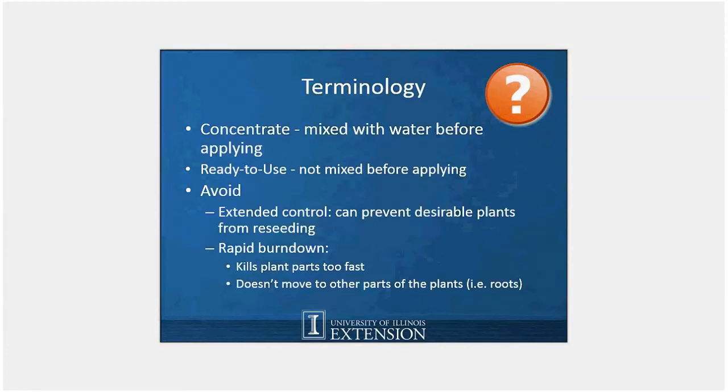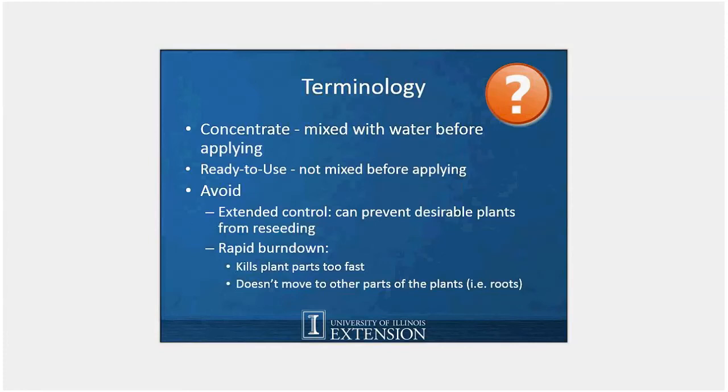Rapid burn down usually is just that it will kill the plant or the plant parts very, very quickly. People are impatient. We want to see that product work really fast. It used to be when I was doing landscape maintenance, probably 30 years ago, the old Roundup formulations took a long time to work. And the way they have them formulated now, they work faster.